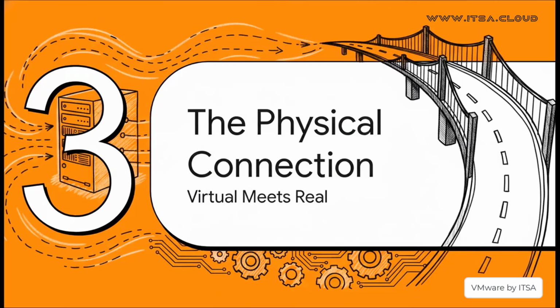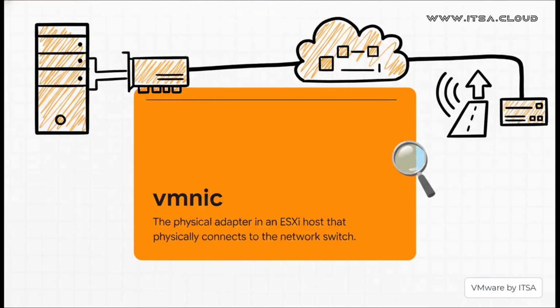All right, now that we get the virtual side of things, let's talk about how this all connects to the physical world, because this is where the virtual meets the real. And trust me, the hardware you choose makes a huge difference. In the VMware world, we call this physical connection a VMNIC. It's just the physical network card sitting in your server. Think of it as the on-ramp that takes all your virtual traffic and sends it out onto the real-world network.